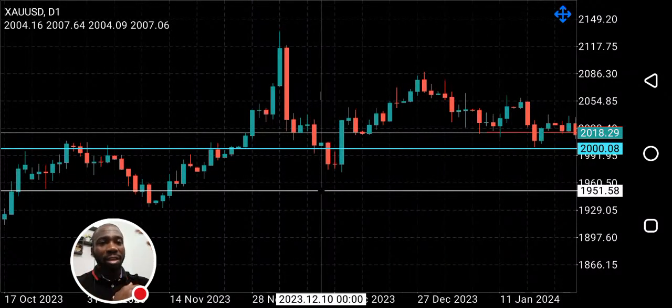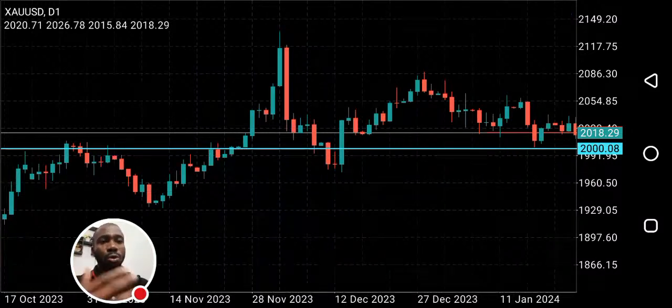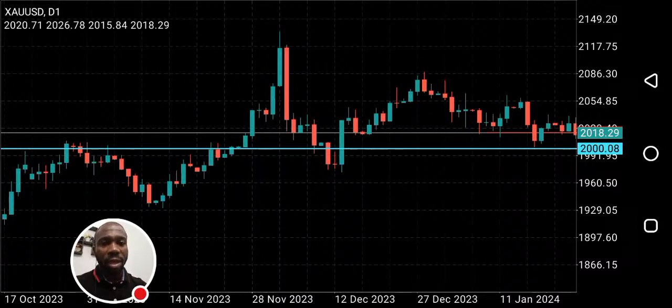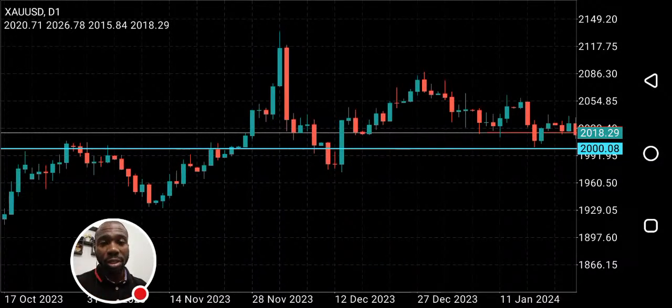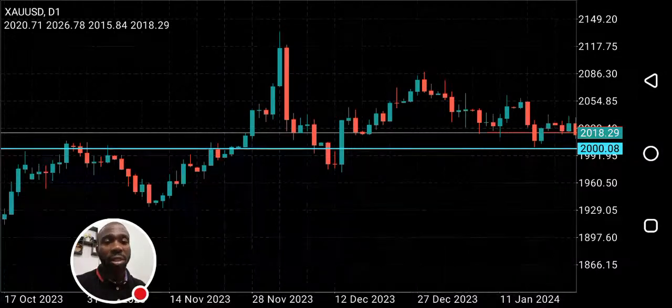If you don't know how to identify fair value gap after a shift in market structure, you could apply Fibonacci. Now, what do we use the Fibonacci tool for? We use it to identify premium and discount levels. When price hits a premium level, you are expected to look for sell opportunity, and when price hits a discount level, you are expected to look for buy opportunity. That's what we use the Fibonacci for.